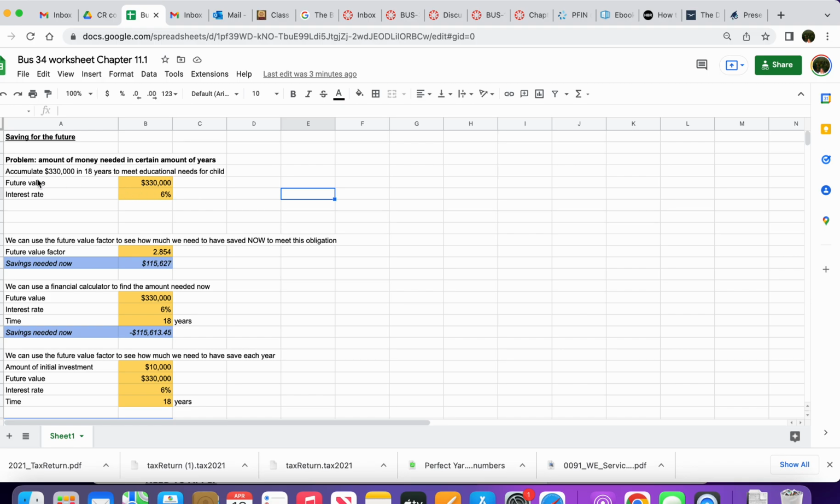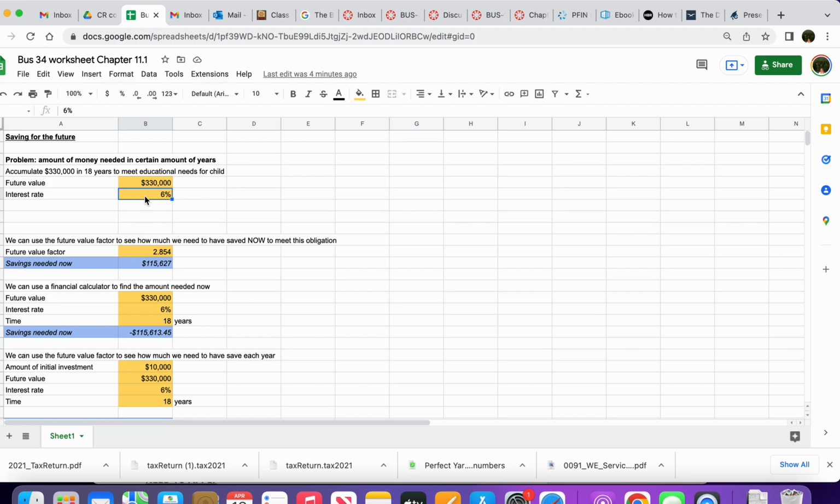The question is, how do we accumulate $330,000 in 18 years to meet educational needs for a child? So we know we're going to need $330,000, and we know that we're able to invest it at 6% as the rate of return or the interest rate.